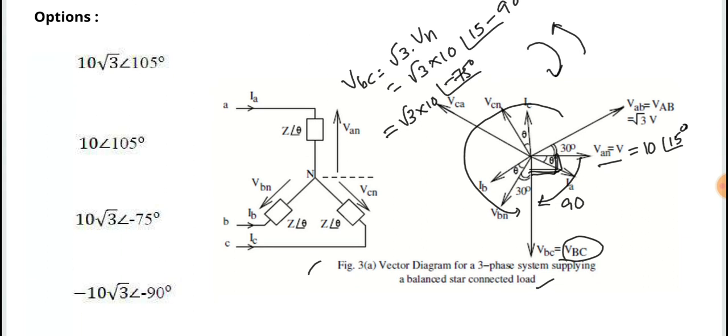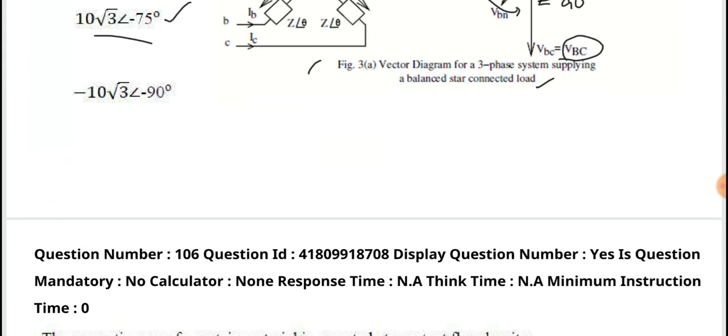In this case, the option here is C. In this question, I have skipped the option numbers A, B, C, D or 1, 2, 3. So the answer will be 10 root 3 at an angle minus 75 degrees. If you are going in the opposite direction, you have to add 270 minus 15. So minus 75 or 270 minus 15 will be another option for this question. Okay. Next one.